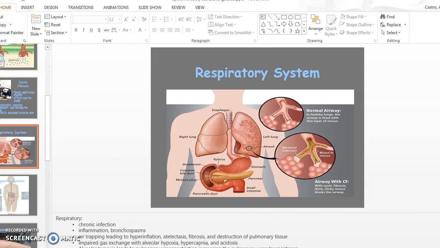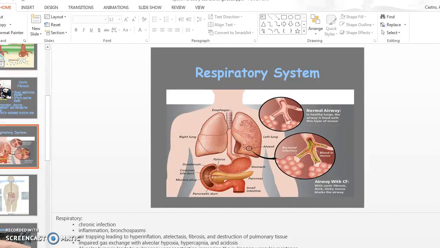Okay, so how is each system affected? Let's start with the respiratory system. We always have a little bit of mucus hanging out in our lungs, and that's okay, and that's normal, because it can work to trap bacteria that makes it past our air filter of the upper airways, and it helps us move it up and get it out of the lungs. We need this.